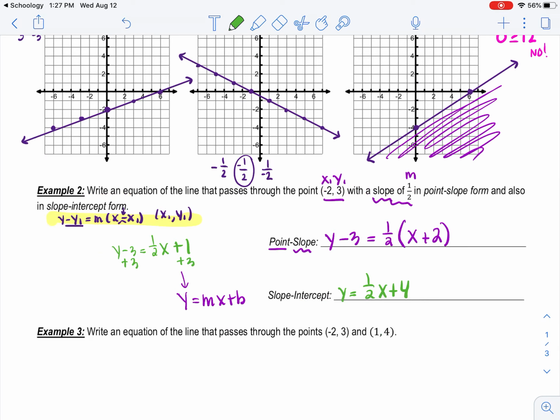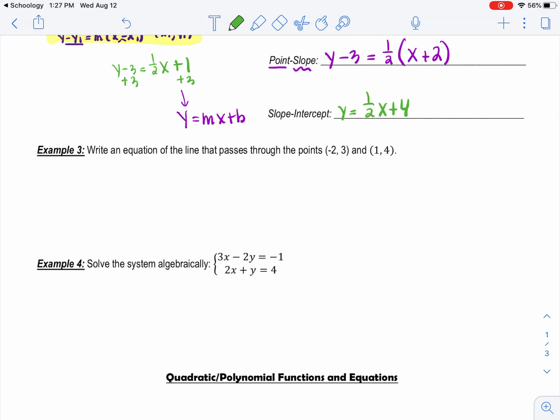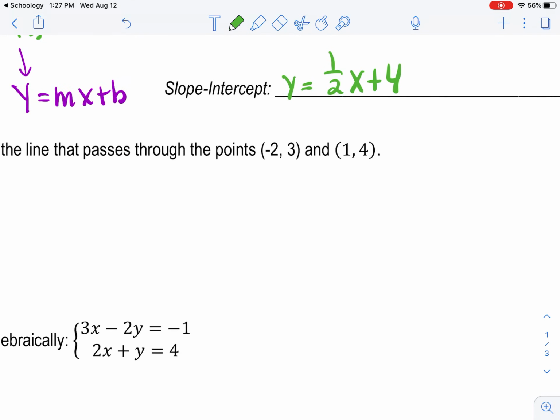Okay, let's move on to the next problem. Write an equation of a line that passes through these 2 points. So once again, I'm going to ask you this countless times, or your teacher will ask you this countless times throughout the year. What do you need to write an equation of a line? You need 2 things. You need a point, and you need the slope. Did we give you a point here? Yes, we gave you 2 points, so it doesn't matter which one you use.